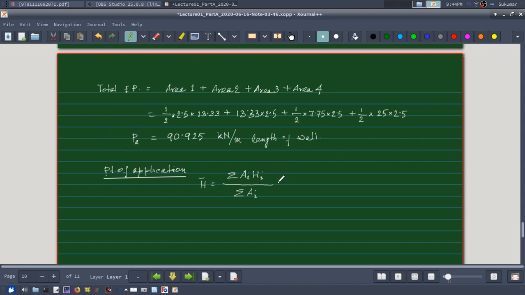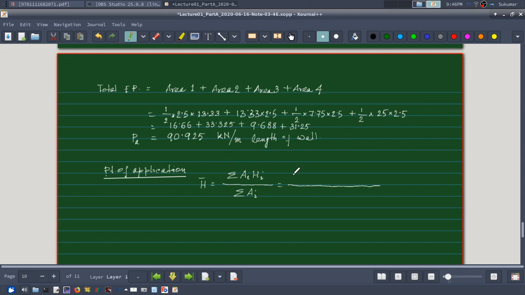Okay, so ai hi is how much? You can easily do that. So I should write down these values separately. Let me find them separately. Okay, so I calculate the individual values of these areas, and they are shown here. So now I can take the moment of all these areas.